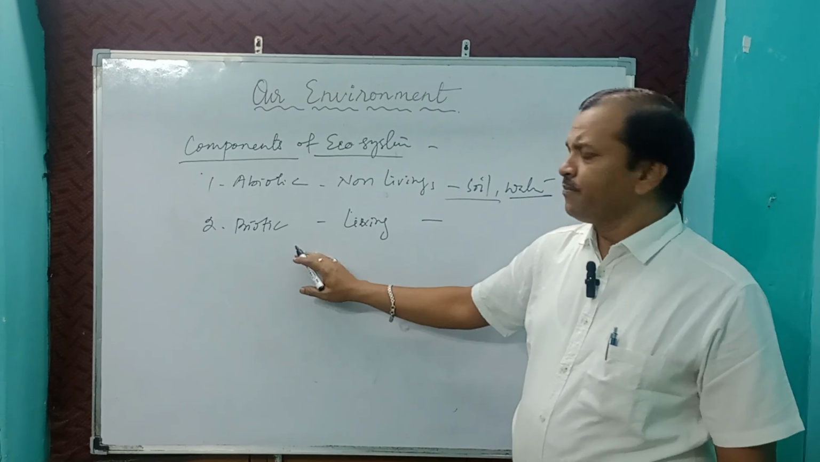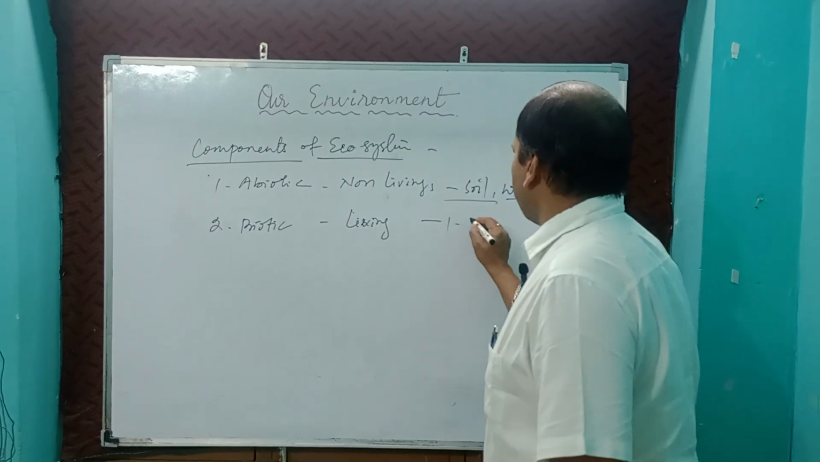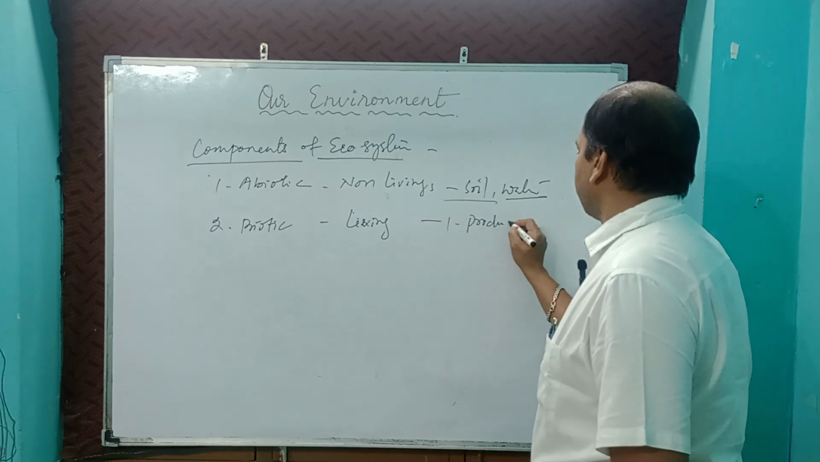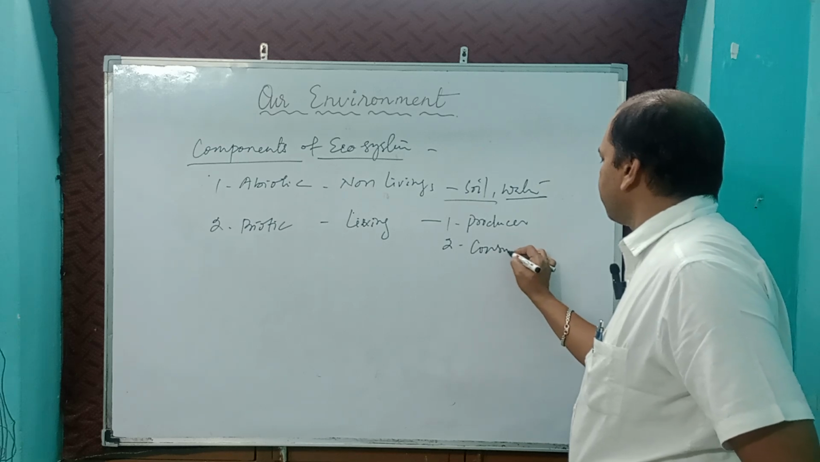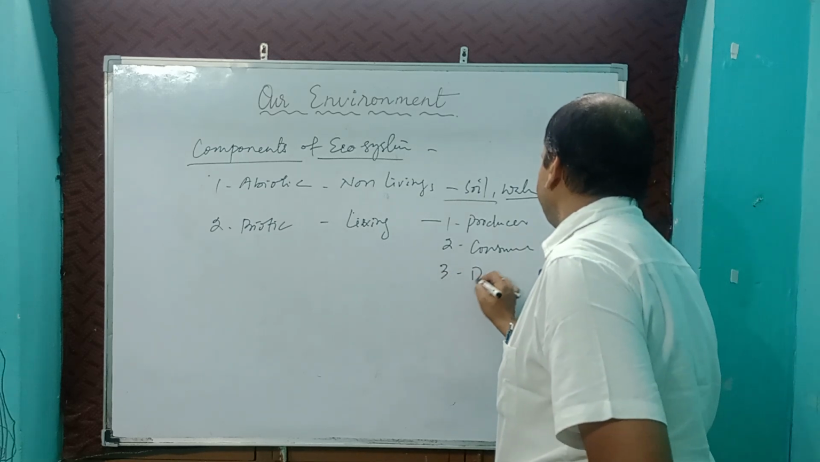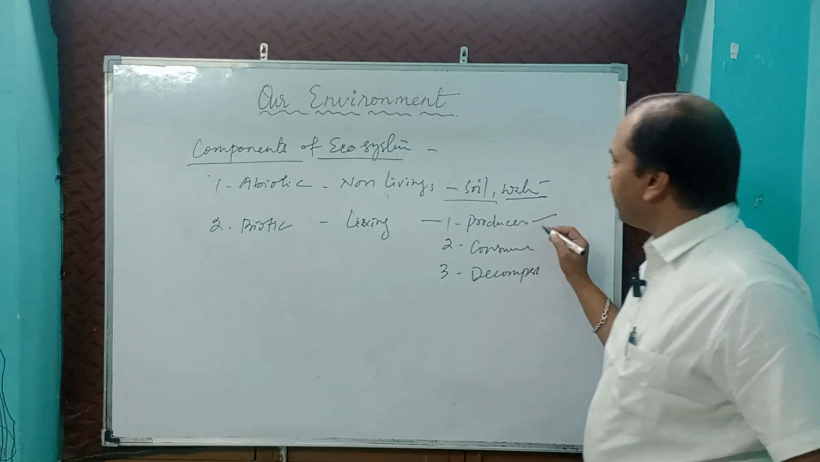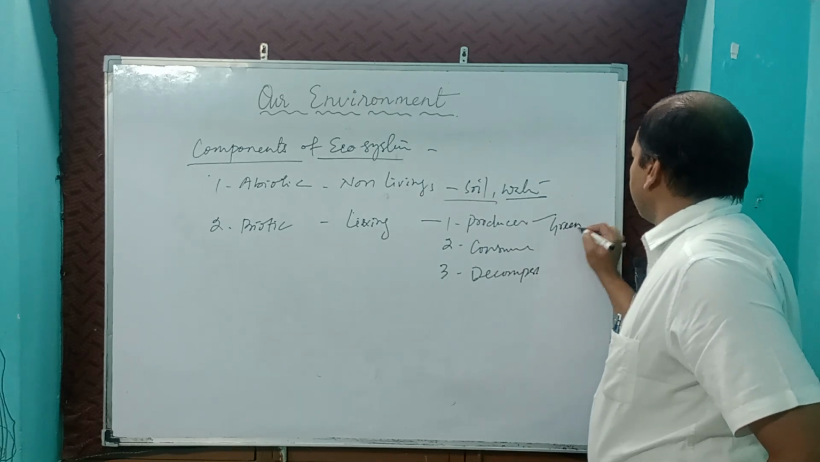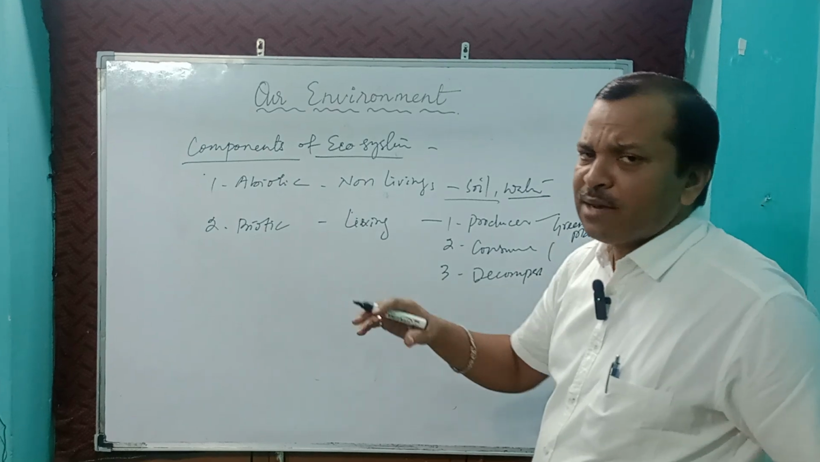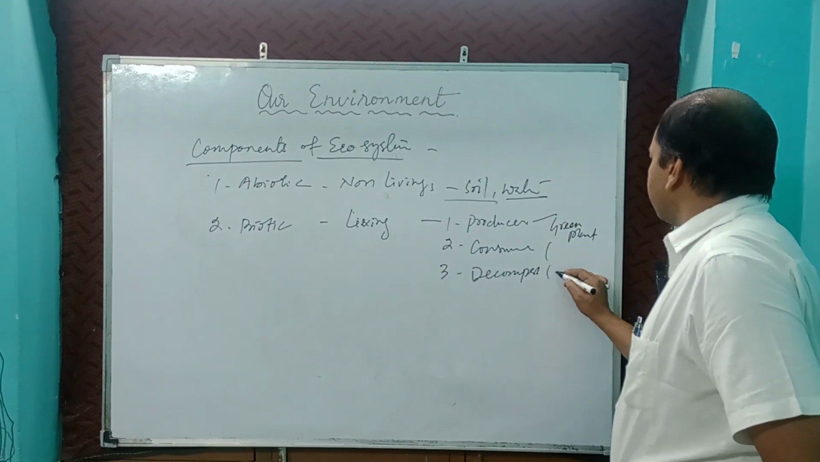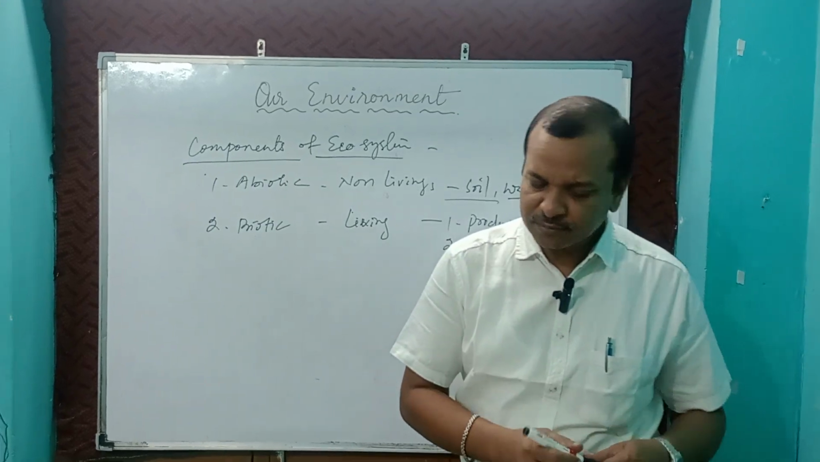In living things, there are three types. First one is producer. Second one is consumer. Third one is decomposer. Who are producers? Green plants are producers. We all animals are consumers. Decomposers: microorganisms are decomposers. Clear?